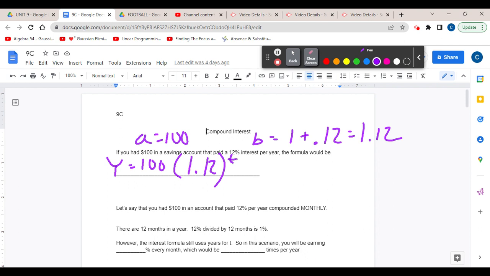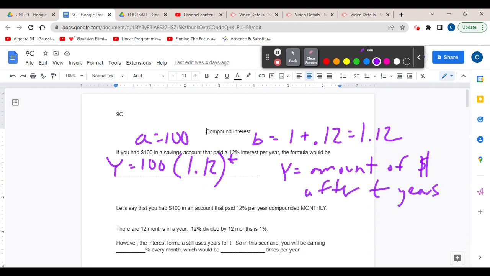And the y would be the amount of money we have after t years. That's what we looked at on 9A. That's what we looked at on 9B. And so, a 12% interest rate per year. So you have $100 and every year they give you 12%. At the end of the first year, you're going to have 100 times 1.12. And then the second year, you're going to have $112, and at the end of that, you're going to get 112 times 1.12, whatever that may be. And so on and so forth.